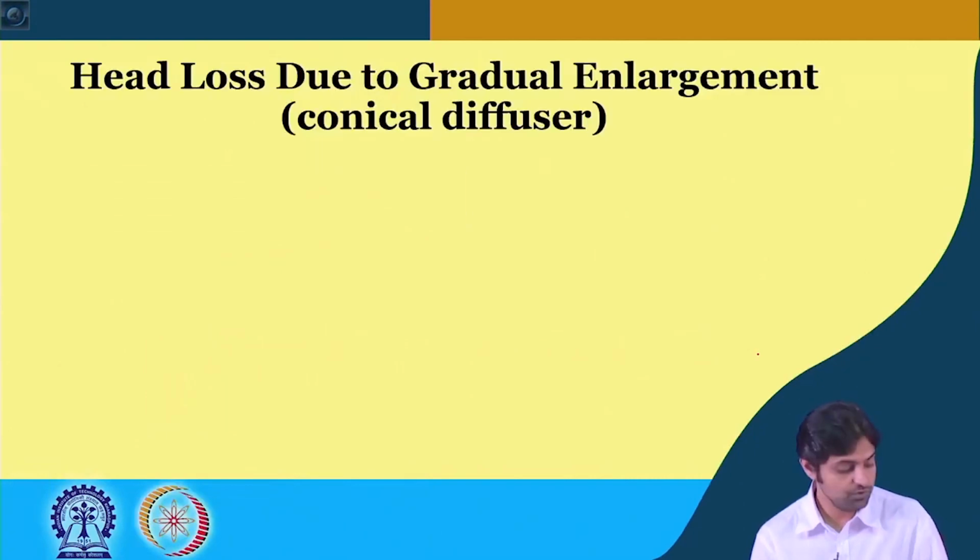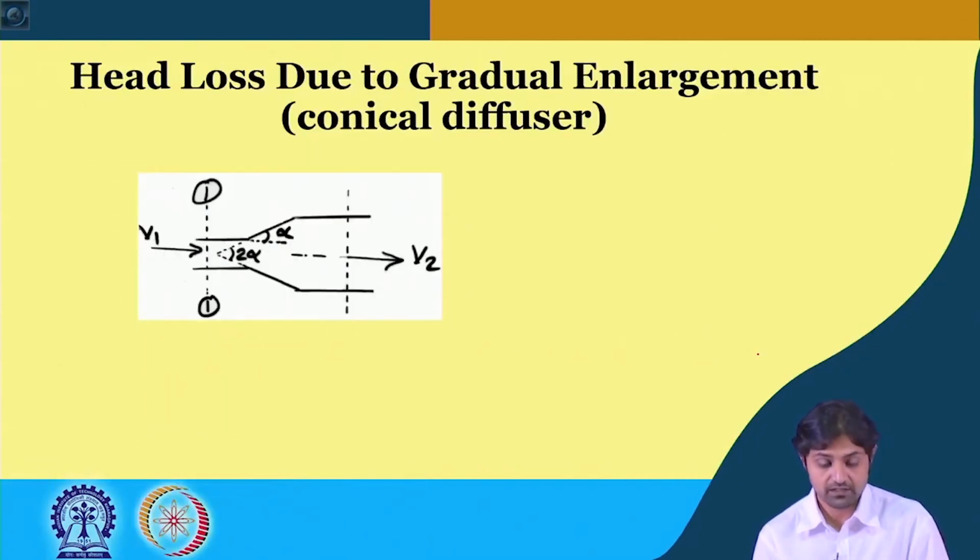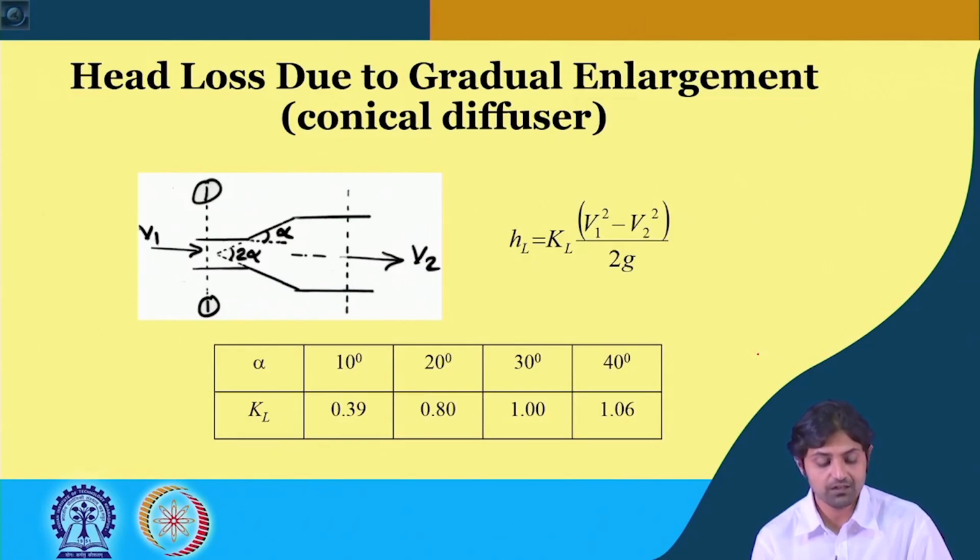Now, head loss due to gradual enlargement, again the same thing as we had in contraction, conical diffusers. In this also HL is given as KL into V1 square minus V2 square by 2G. Many experiments have been done and you will find a different value of KL based on different alpha, and more or less every value would be similar.